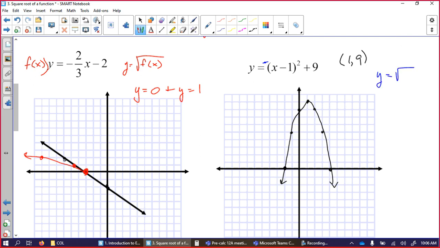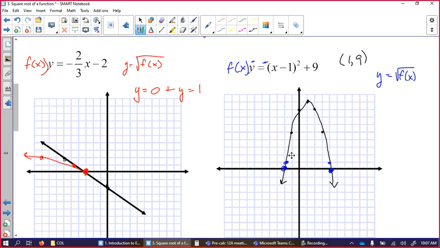Y equals the square root of f of x. Invariant points: I want none of this business because that all doesn't make sense. So let's see. We have this point here, because the square root of 0 is 0. We want the point that has a y coordinate of 1. Well, that's kind of sucky. So it looks like it's going to go something like that.